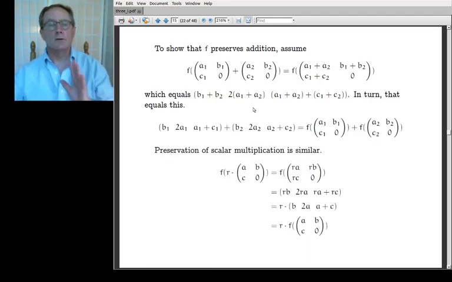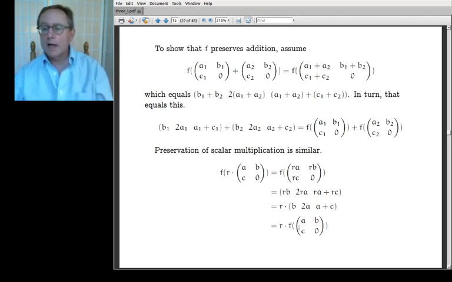Scalar multiplication is exactly the same deal. Put down the beginning, f of r times a member of the domain. Put down the ending, r times f of a member of the domain. And see if you can work your way from the beginning and ending to making the two sides match up. Let's see. So you say here, r times a member of the domain gives you this. Well, you multiply a real number times a matrix by multiplying the components. That's right. Maybe I'll go down to the bottom here and work my way up from the bottom.